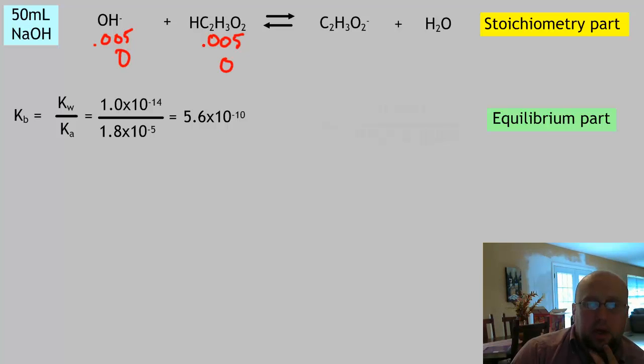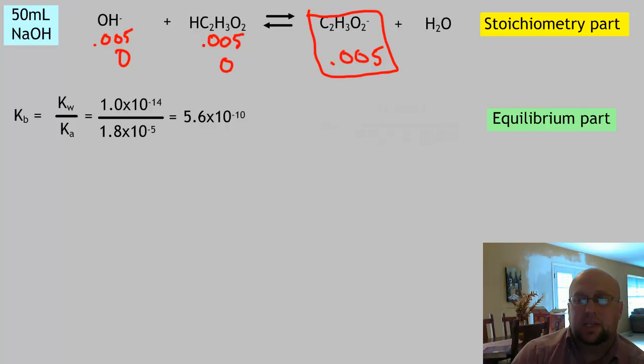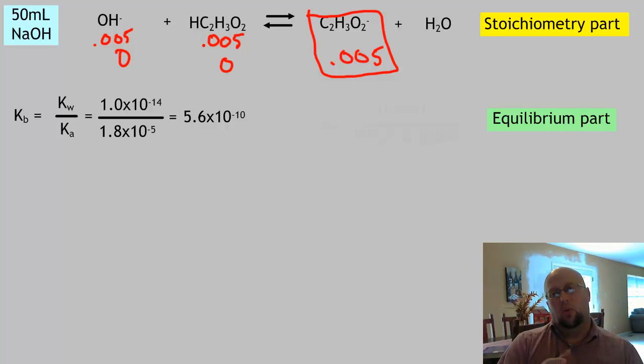And so we're going to zero this stuff out. So we don't have either our acid or hydroxide at the end. Instead, after we've done this reaction, what we have left is 0.005 of the acetate. Now, that matters a lot because at this point, I don't have an acid in the solution.